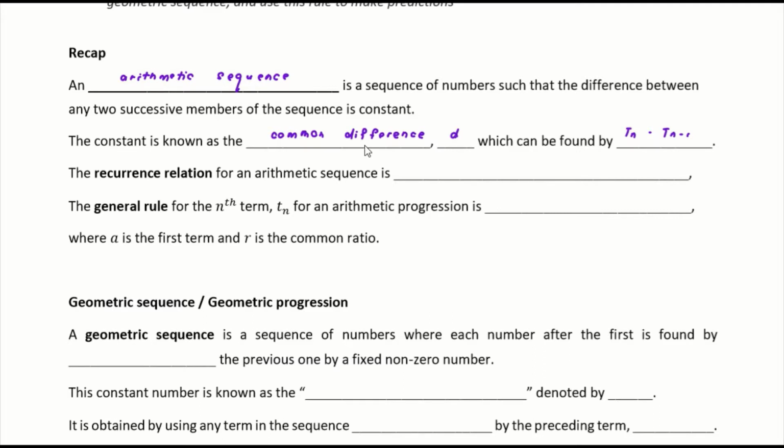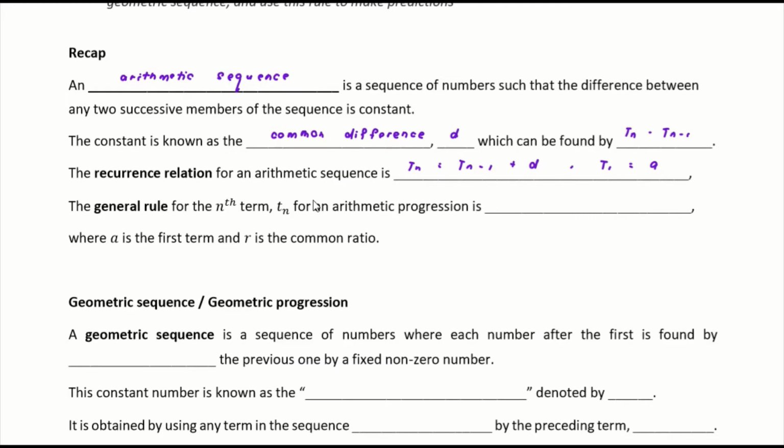So the recurrence relation for an arithmetic sequence is Tn equals the previous term plus d. Sorry, T(n minus 1) plus d. So for you to get any subsequent term of your arithmetic sequence, you use your previous term and then add the common difference. And don't forget T1 equals a. So for a recurrence relation, two things: the rule and the initial term.